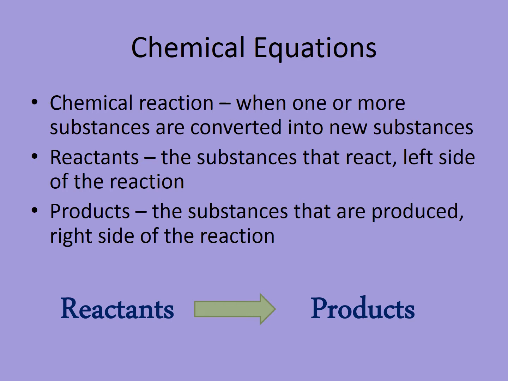So when you look, there's always a chemical reaction. You've got some things that you're mixing together and they're reacting. Those are called your reactants. They're always going to be on the left side. There's always going to be an arrow in the middle to separate the two. And then on the right side, you're going to have the things that are produced. They're called the products.